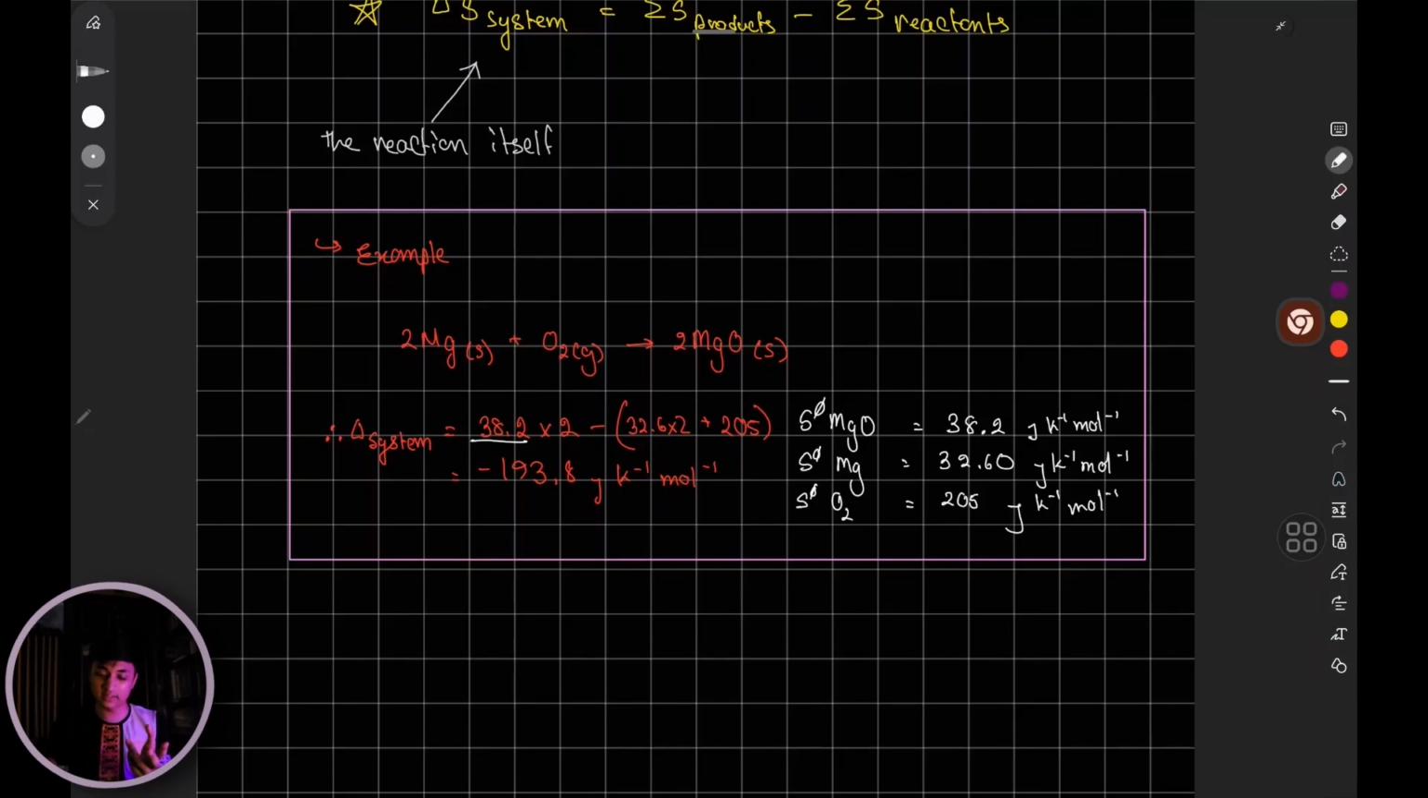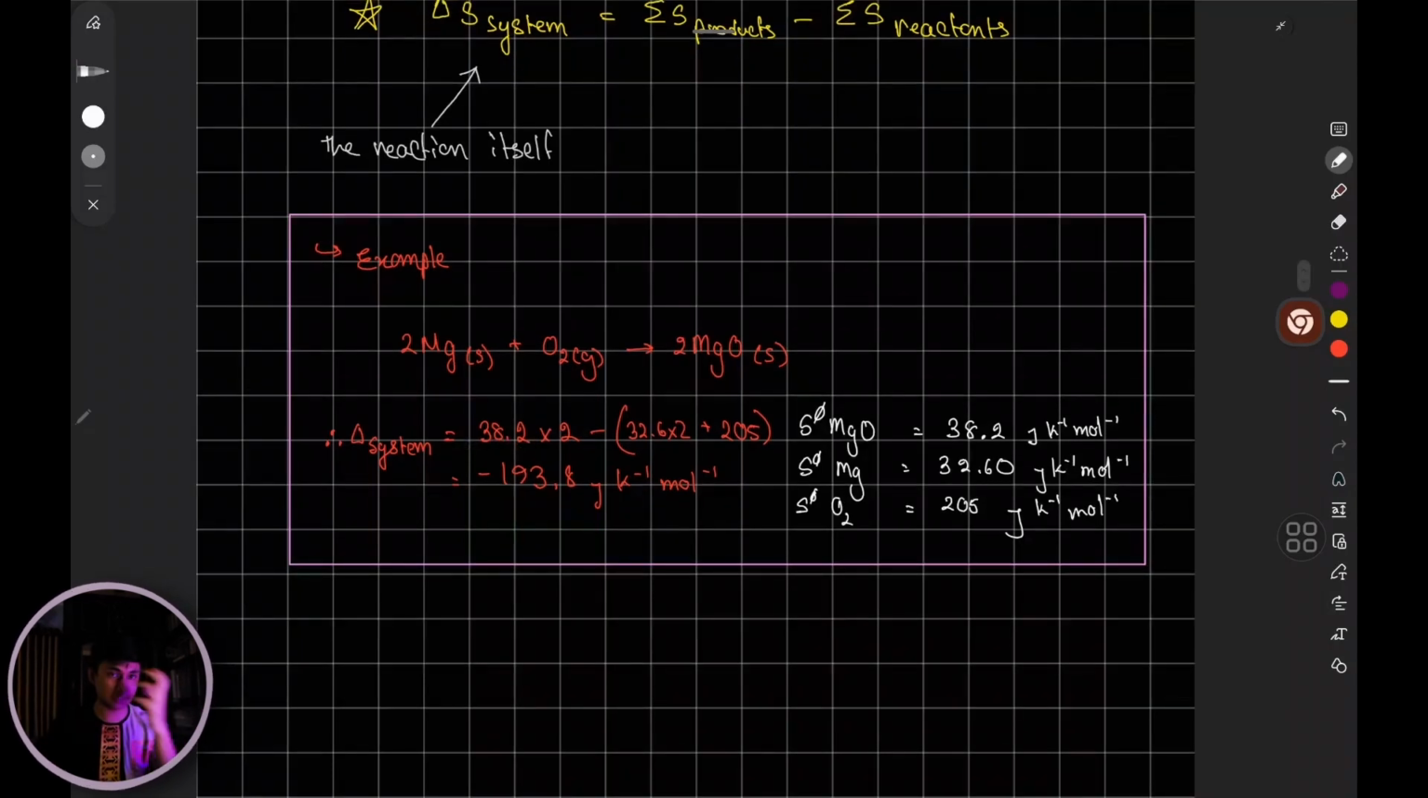Now, when you find the difference of the product and reactant, you're going to see your entropy change is negative, minus 193.8. Now, you might argue that since the entropy change is negative, going from a state of increased disorder to decreased disorder means energy is less distributed. So the system must be less stable. This reaction shouldn't take place.